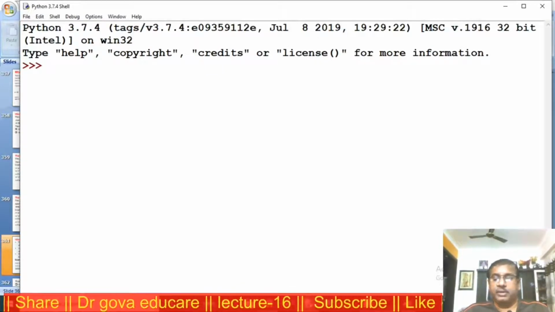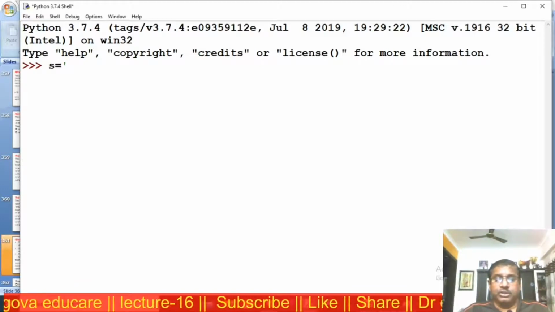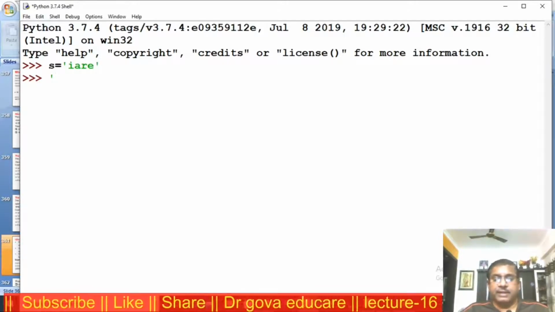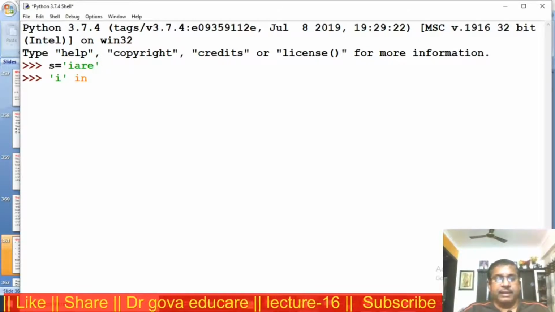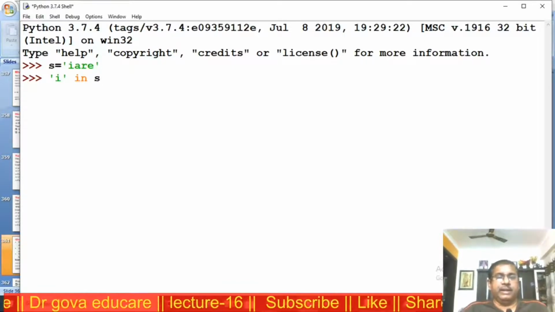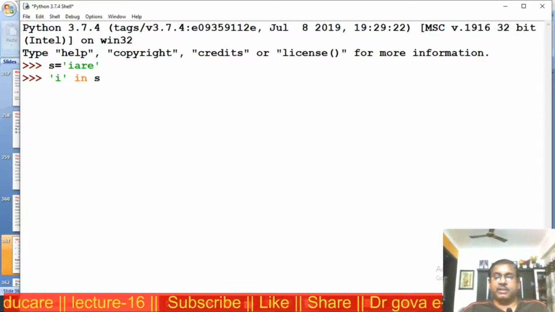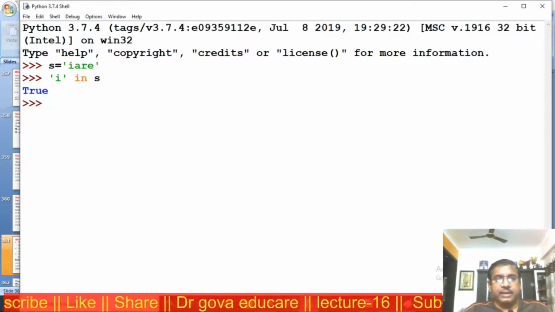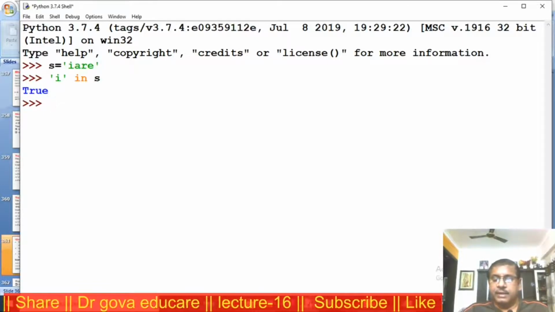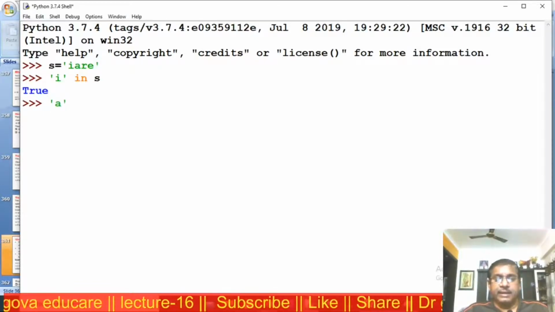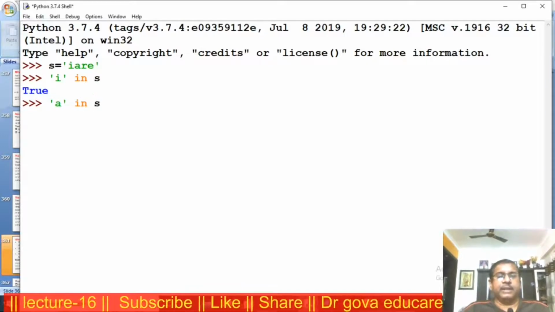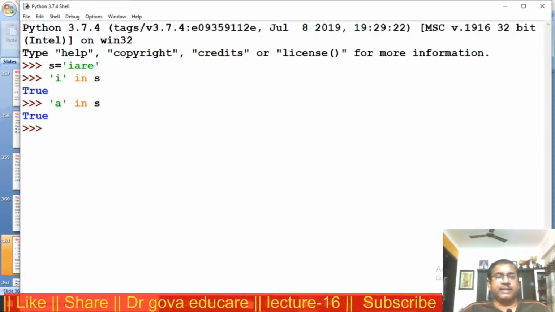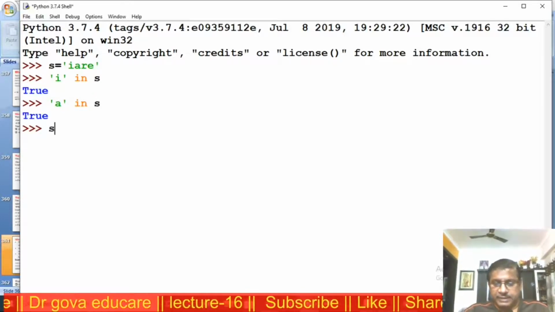Now here I am using the Python shell. This is the prompt. S is equal to the string "IARE". We want to check the character I in the string. Clearly, the character I is present in the string, so the result is true. Similarly, the character A in S. Clearly, the character A is present in the sequence, so the result is true.